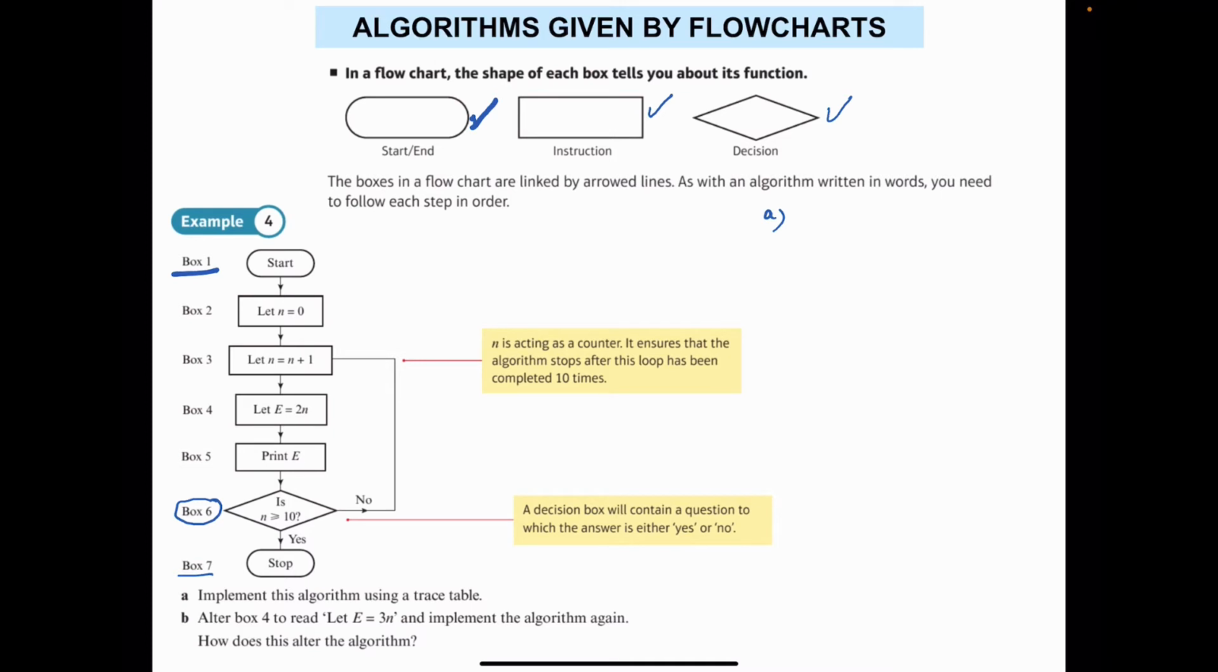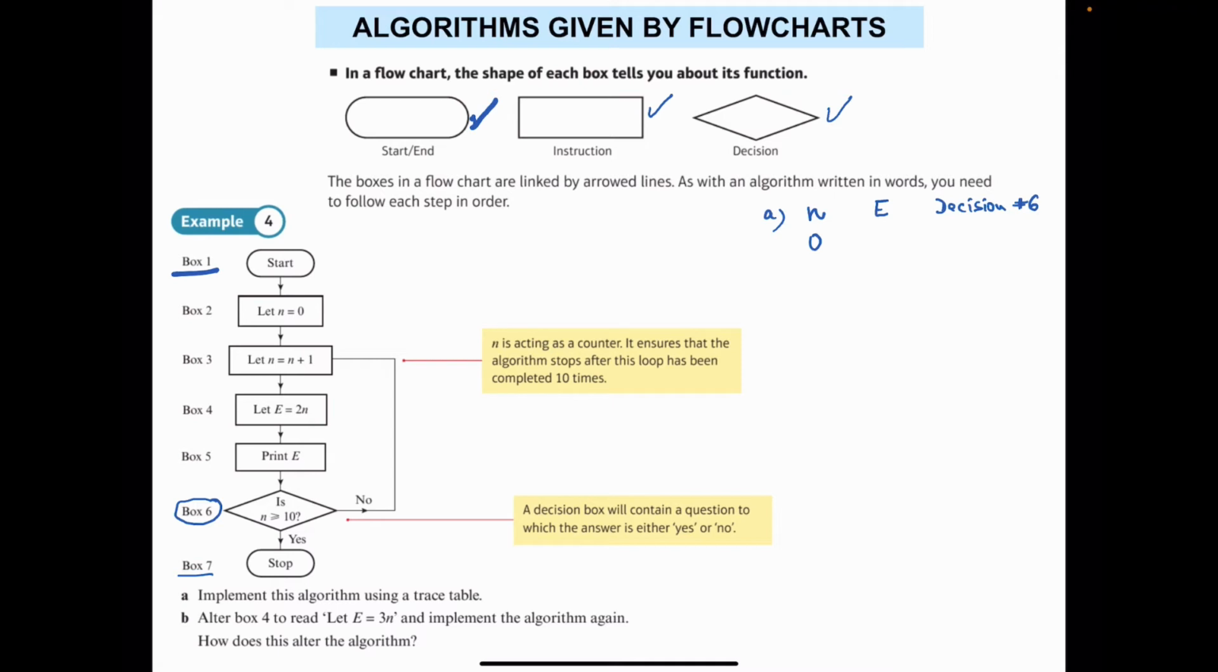So what does it say? We have n when you read through the algorithm. Then we have another variable, e. And then we have the decision in box 6. It tells me n equals 0. Okay, so that's my first.